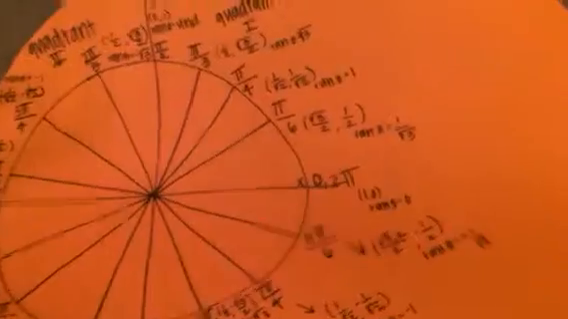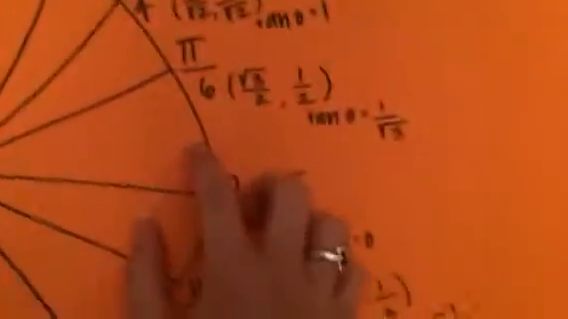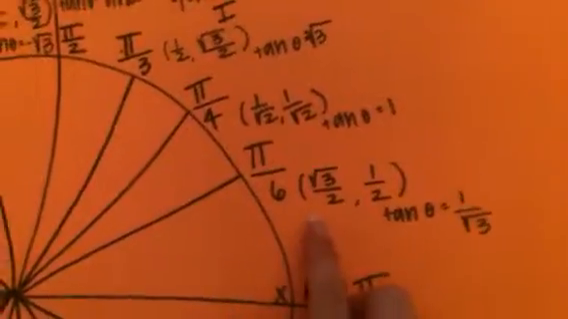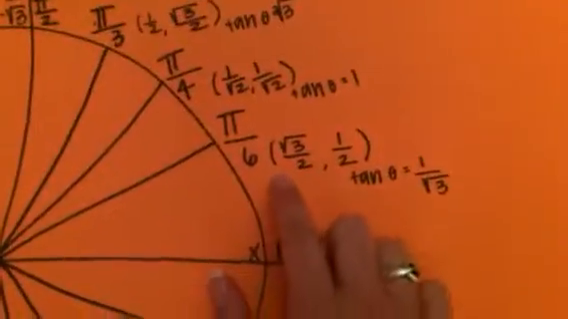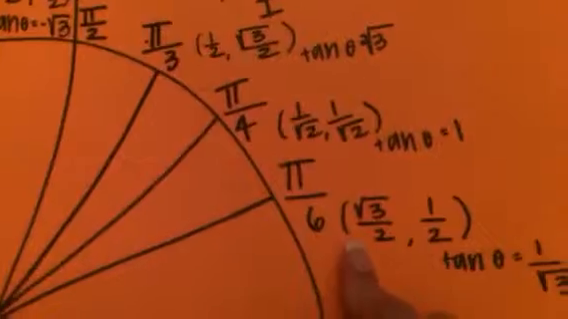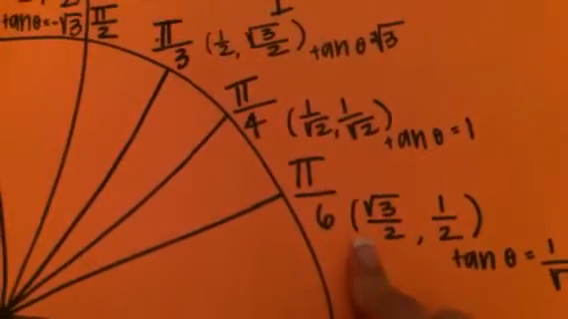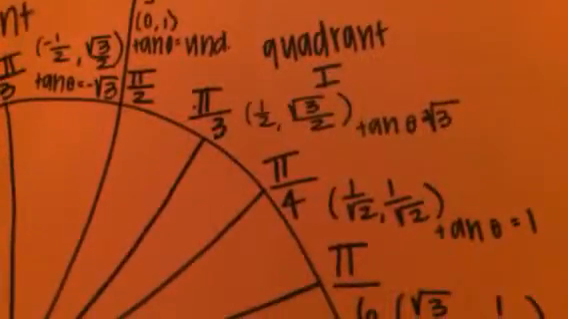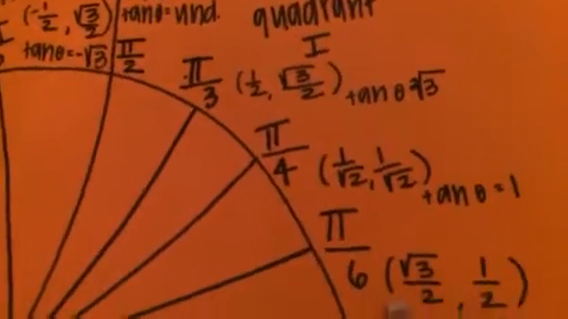But the smaller radians have a pattern. And the pattern is, for here, it is square root of 3 over 2 and 1/2. 1 over the square root of 2 and 1 over the square root of 2. And 1/2 and the square root of 3 over 2. So that is for this side.